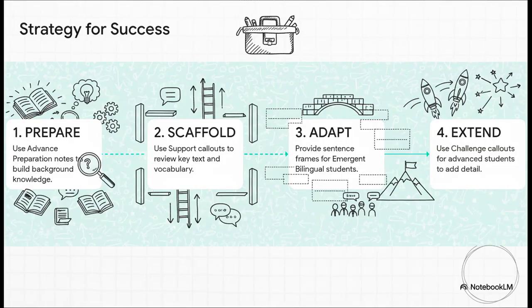And this is how we do it strategically. We don't just assign the pamphlet and hope for the best. We use our toolkit. Step 1, we use those advanced prep notes to build background knowledge. 2, during the lesson, we use the support callouts to review key vocab. 3, when it's time to write, we pull out those sentence frames for our language learners. And 4, for our advanced students, we use that challenge prompt to push them to add more detail. See? It's a multi-layered strategy for success.